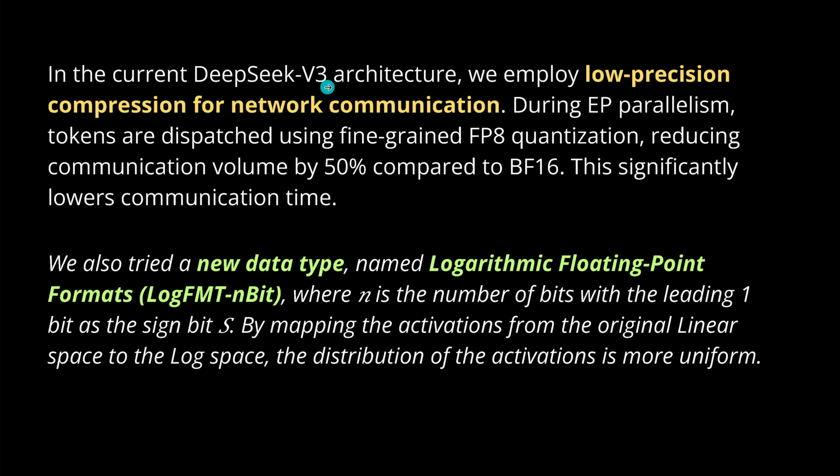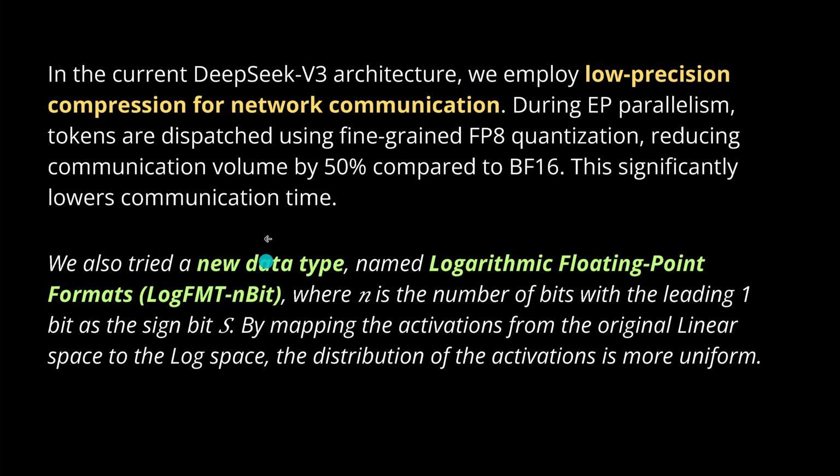Authors tell us here, in current V3, we employ a low precision compression for the network communication, because remember parallelism, expert parallelism, tokens are dispatched using fine-grained FP8 quantization, reducing the communication volume. This is beautiful. And here you see that they really thought about how to optimize this further, because they do not have 100,000 GPUs. They have to be smart, they have to be clever, and they have to be real experts in their field.